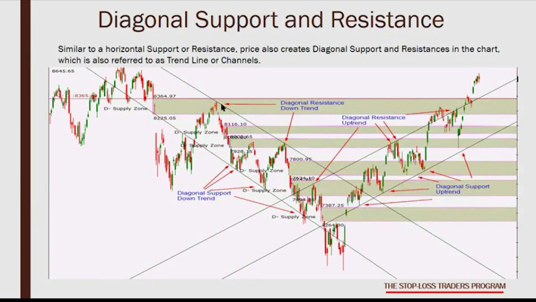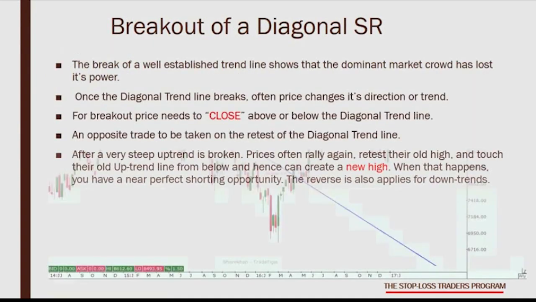I am getting more SRs, right? Now, this chart is having more SRs, right? So, why are we getting these SRs? Because there are more noises. Prices made more swings in a weekly chart than in a monthly chart, right?